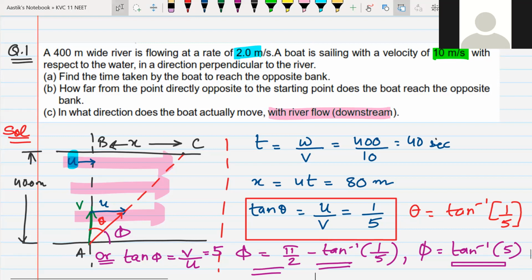Shall we move ahead in life? Shall we move ahead? Yes or no? Okay.